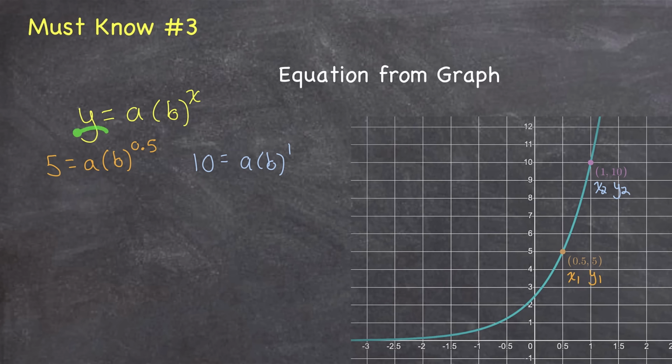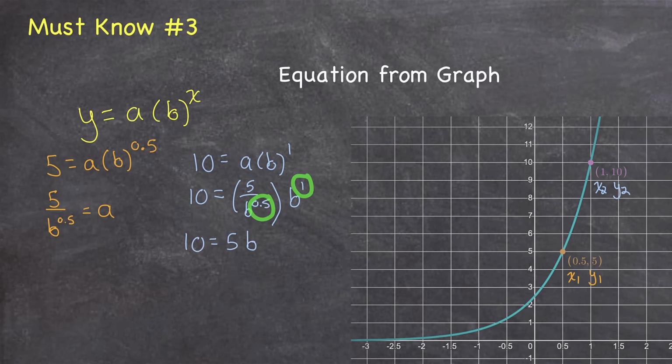What I'll do is, in this equation, I'll isolate the variable a by dividing both sides of the equation by this power of b. And then I can substitute that value of a into my other equation for a and then be able to solve for b. Now these powers of b are being divided. Using exponent rules, I know that I can keep that power and then subtract their exponents. 1 minus a half is a half. I'll then divide both sides by 5 to get rid of that 5.